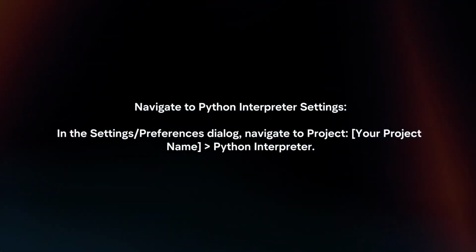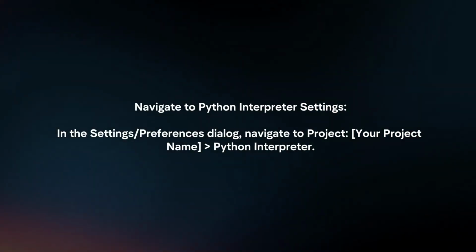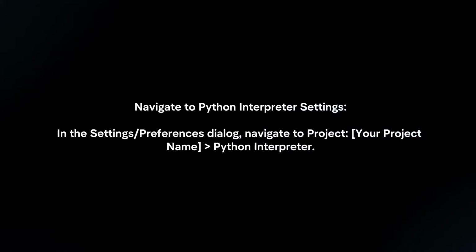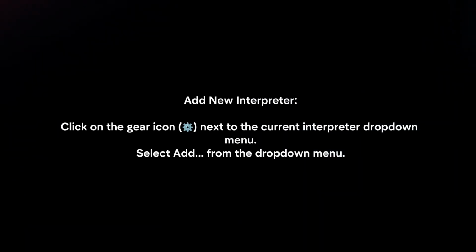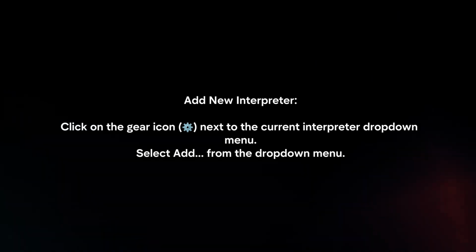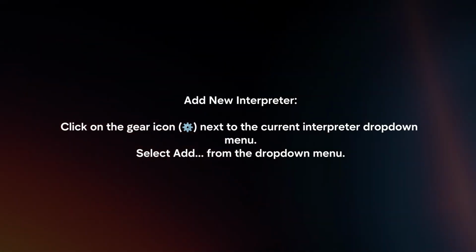Navigate to Python Interpreter Settings. In the Settings or Preferences dialog, navigate to Project, Python Interpreter. Add New Interpreter. Click on the gear icon next to the current interpreter drop-down menu. Select Add from the drop-down menu.